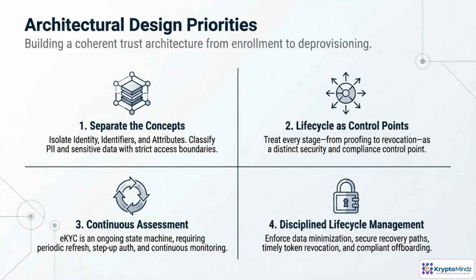To wrap up, keep four habits in mind. First, separate identities, identifiers, and attributes, and guard PII with hard boundaries. Second, treat each lifecycle step as a security control, not just a process step. Third, assume eKYC is continuous, not one-off. And finally, enforce disciplined lifecycle management, especially around revocation, recovery, and compliant offboarding.